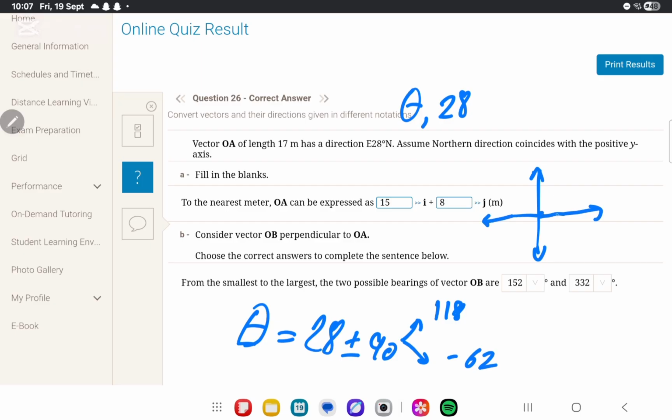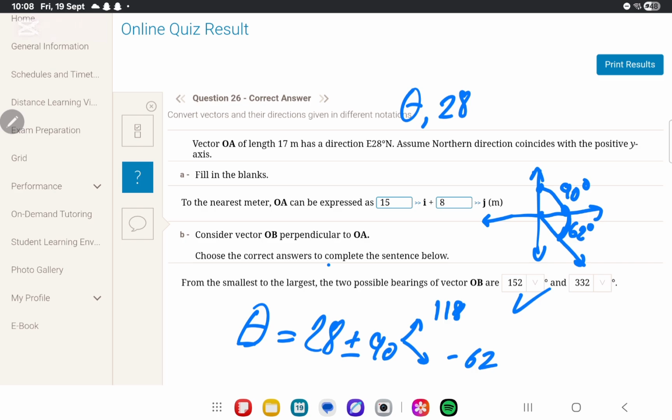Let's graph negative 62 first. That means negative 62, instead of starting from the positive x-axis and going up, you're starting from the positive x-axis and going down 62 degrees. So let's say here, this is 62. Okay, now I can find this bearing very easily, right? Because from the positive y-axis to the positive x-axis is 90. Remember, the angle between axes is 90 degrees. And then from the x-axis to the vector is 62 degrees. So it's going to be 90 plus 62. 152 degrees is my first answer.